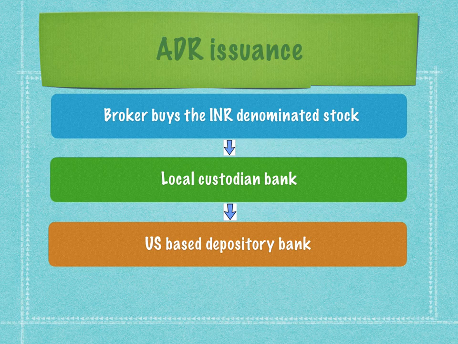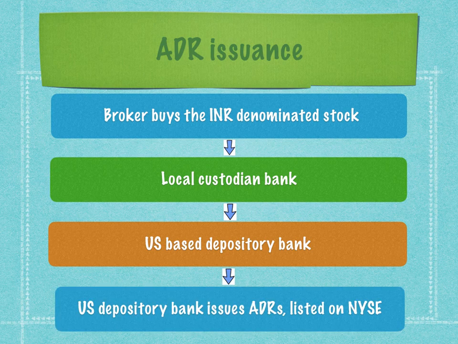Once the US based depository bank gets a confirmation from the local custodian bank that the stock is with the local custodian bank, the US based depository bank goes ahead and then issues the ADRs to the investment community based in the US, and these ADRs get listed on the NYSE.